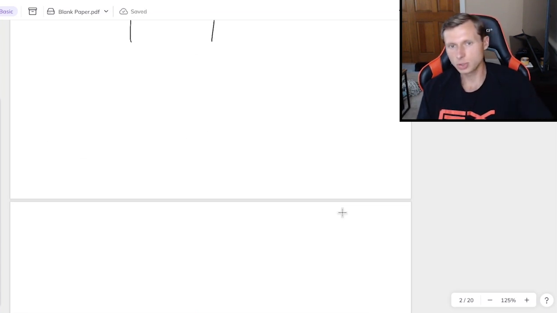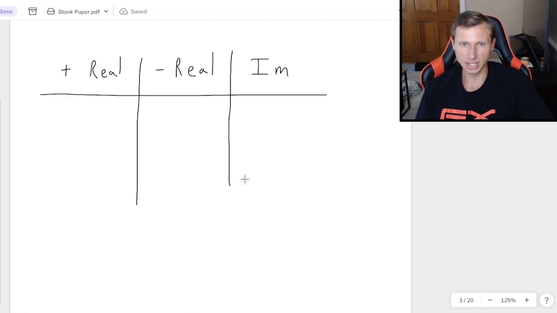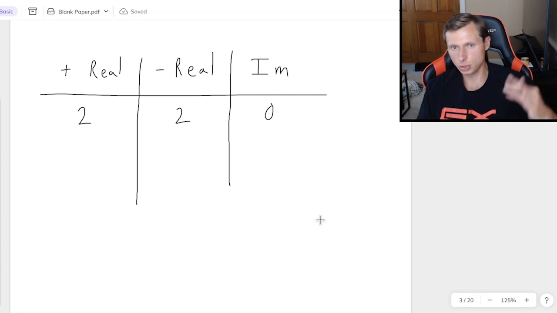What gets really interesting is when your sign chart has a number with 2 or higher. Let me explain. Let's say for the sake of argument, I choose a function that had 2 sign changes for the original and 2 sign changes when I switched it to p of negative x, and still 0 imaginary. So whenever I have a number that's 2 or higher, this is where I can have multiple answers. Let me show you how.